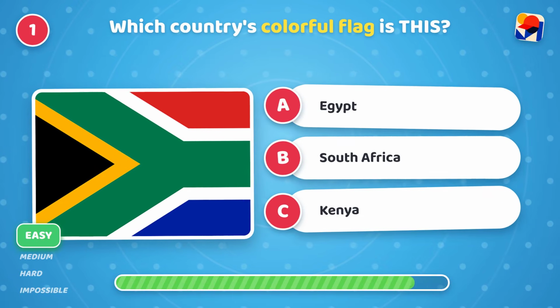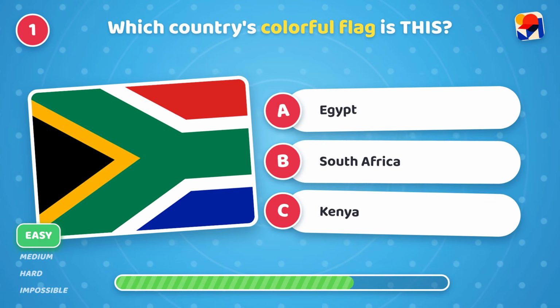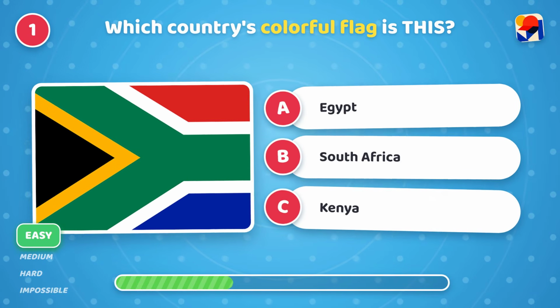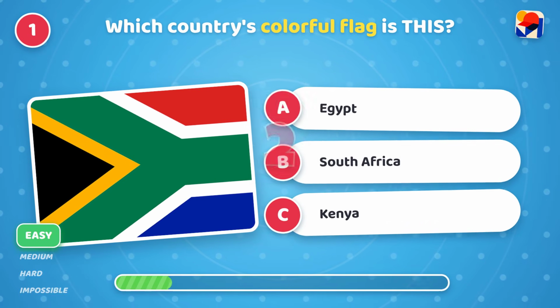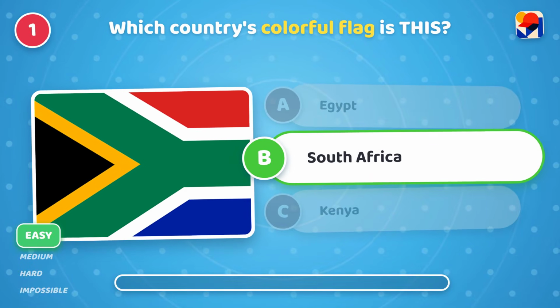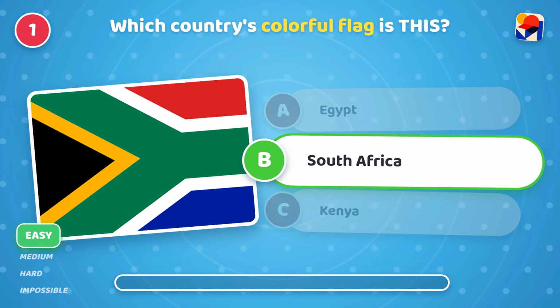Which country's colorful flag is this? Is it A, Egypt, B, South Africa, or C, Kenya? It's B, South Africa. The green Y represents unity.